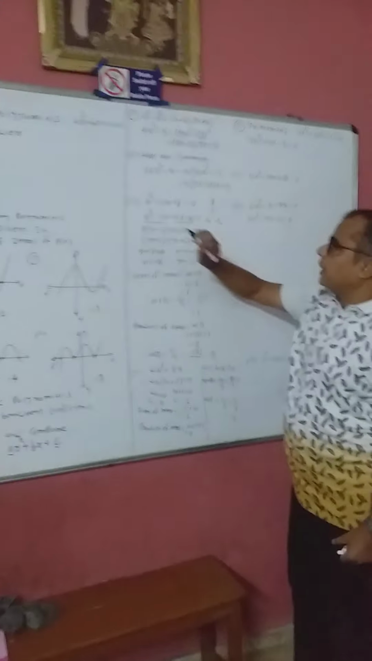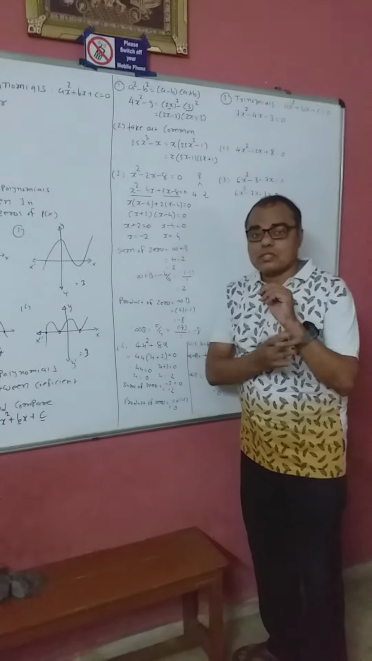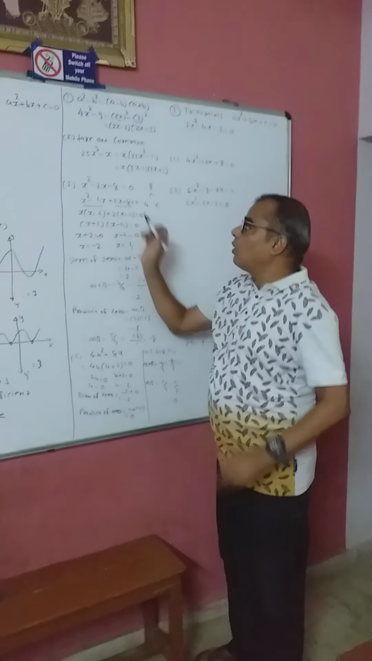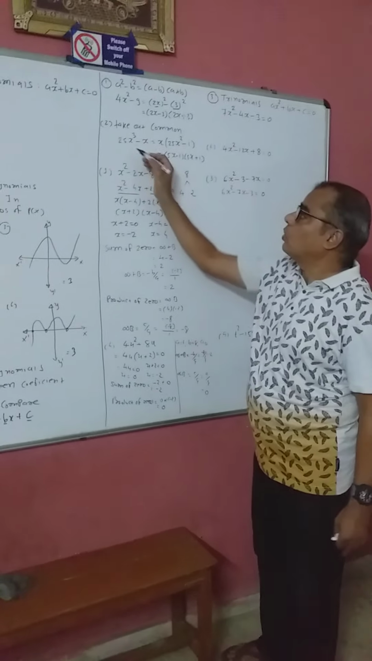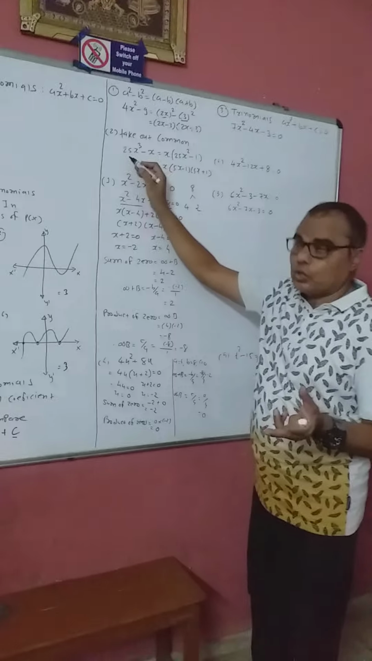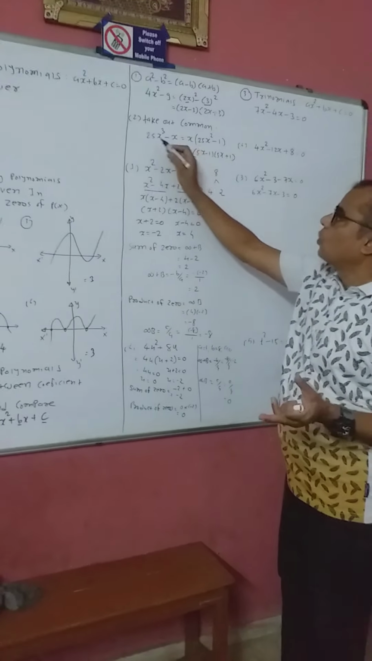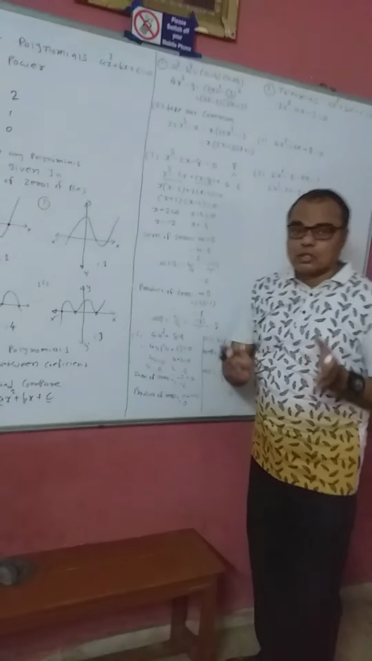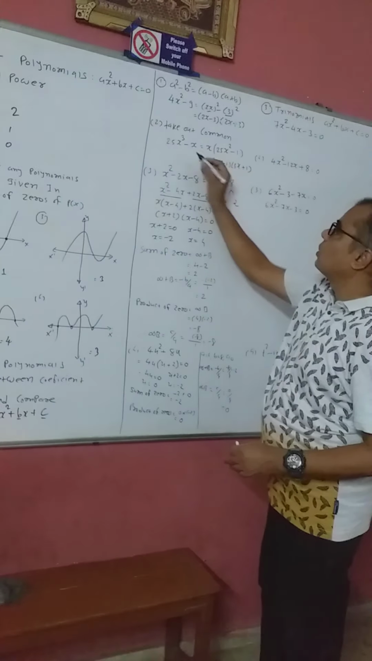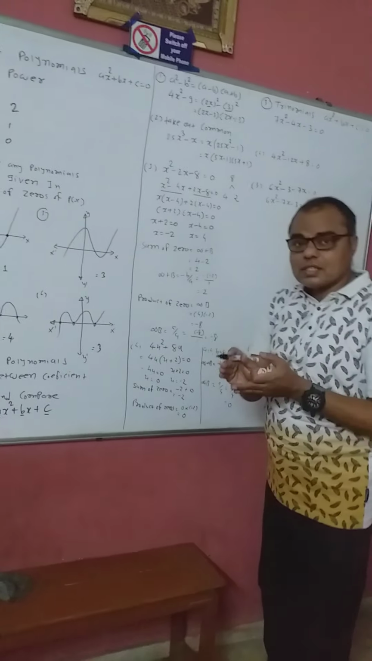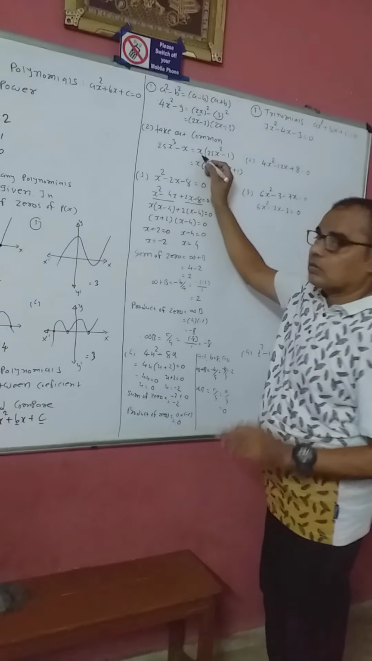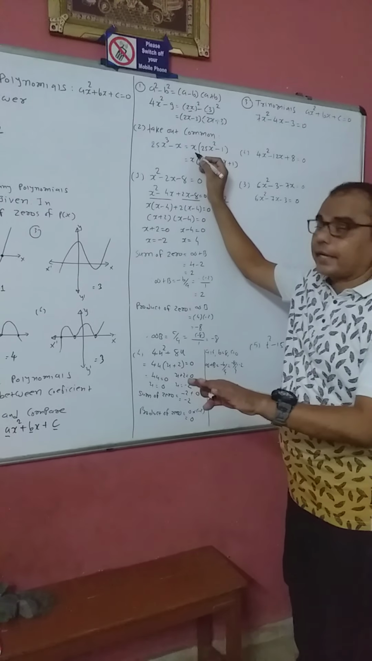Okay. Now second thing. Second thing is common. How to take out the common? Suppose we have one polynomial 25x cubed minus x. What is common? Common means what? The lesser power is common. So x cubed and x. Which one is less? So x. So x we are taking out of the bracket.